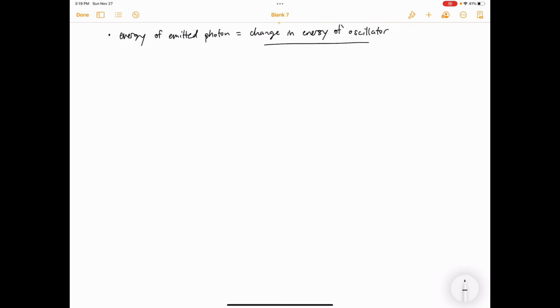All right, so let's just write that down. The lowest possible energy for the emitted photon is going to happen when we're transitioning between neighboring energy levels.